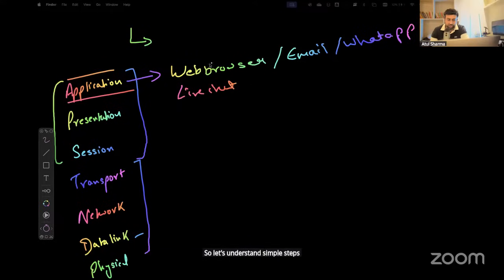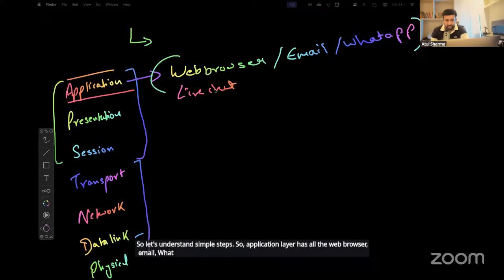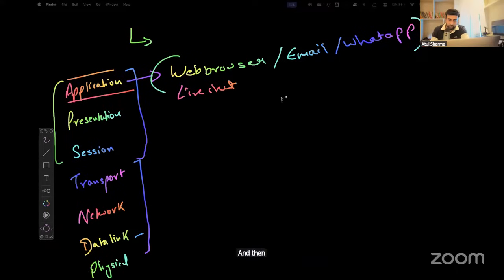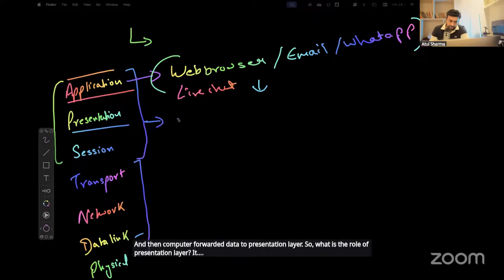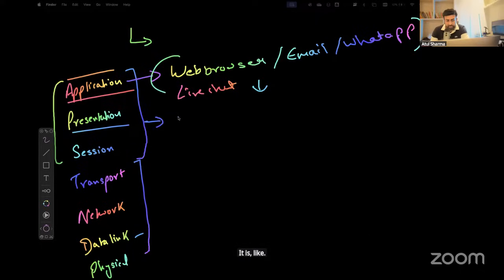So the application layer has the web browser, email, WhatsApp, live chat, everything. And then the computer forwards the data to the presentation layer. So what is the role of the presentation layer? This layer is responsible for the format of data, that is, how my data is going to look.